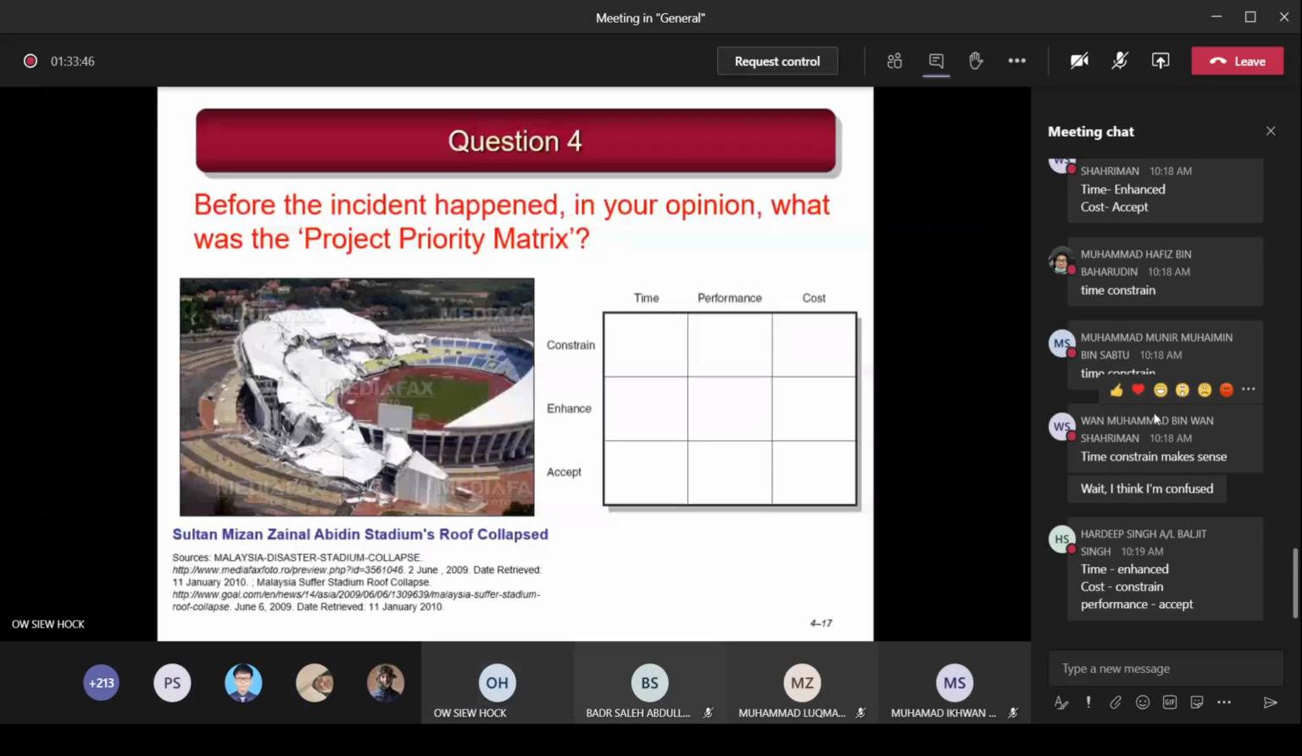Or something else? Performance should be constraint, right, for performance. Performance is constraint. Okay. And I think time is enhanced. Time is enhanced. Okay. So performance is here, constraint, time is here, and then of course last one, cost will be accept, right? Yeah. So you have to understand what is happening here.